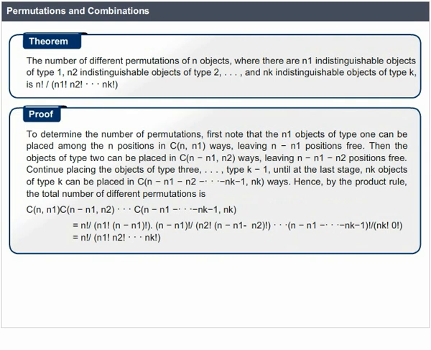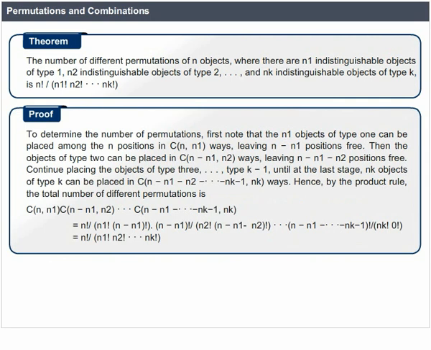placed among the n positions in C(n, n1) ways, leaving n minus n1 positions free. Then the objects of type 2 can be placed in C(n minus n1, n2) ways, leaving n minus n1 minus n2 positions free. Continue placing the objects of type 3, etc., type k minus 1, until at the last stage nk objects of type k can be placed in C(n minus n1 minus n2 minus etc. minus nk minus 1, nk) ways.